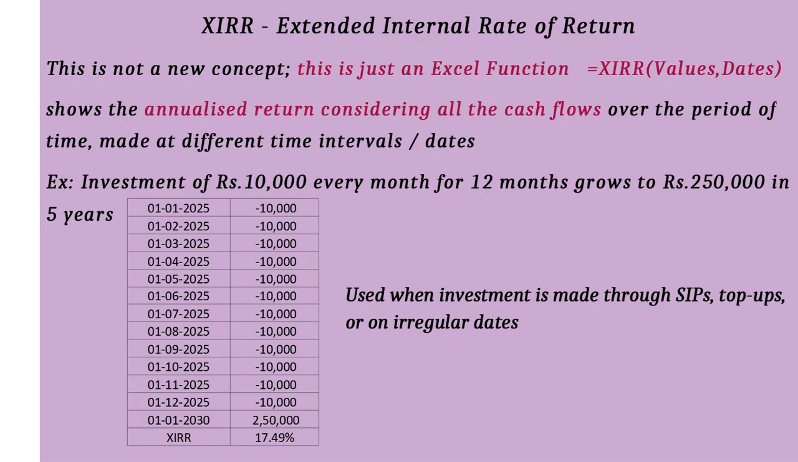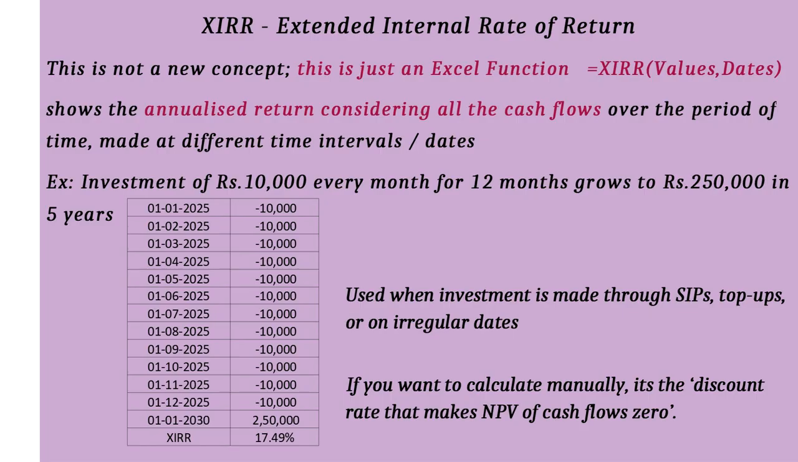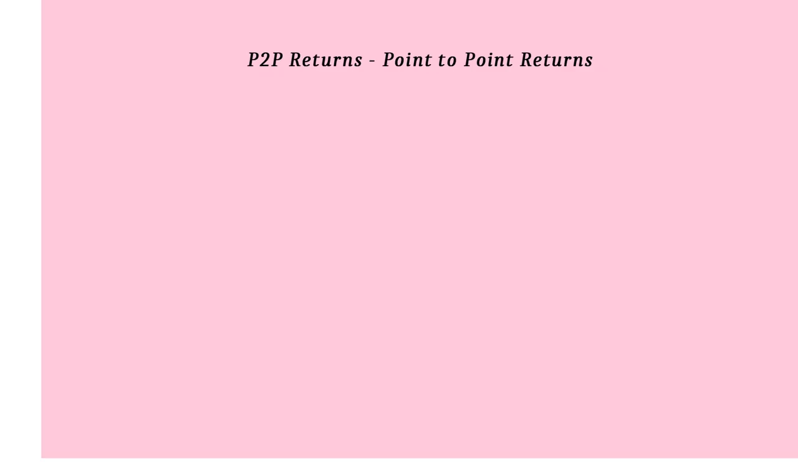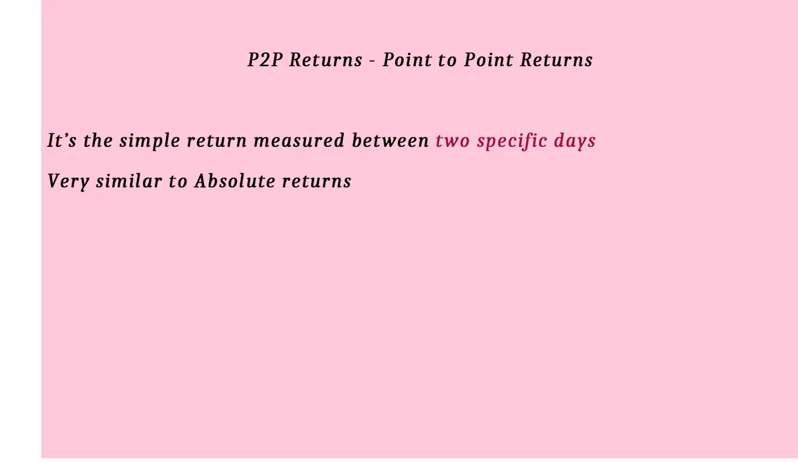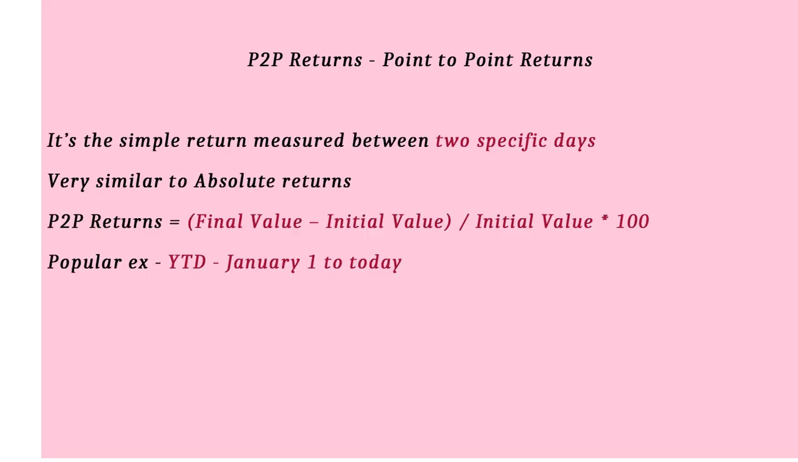Point-to-point returns. It's the simple return measured between two specific dates, very similar to absolute returns. So the formula is final value minus initial value divided by initial value.